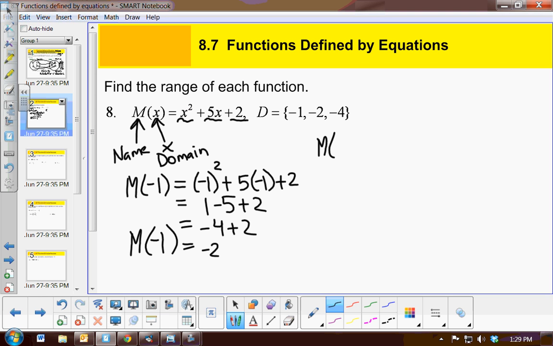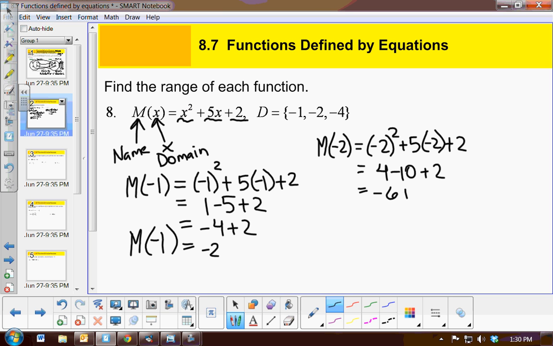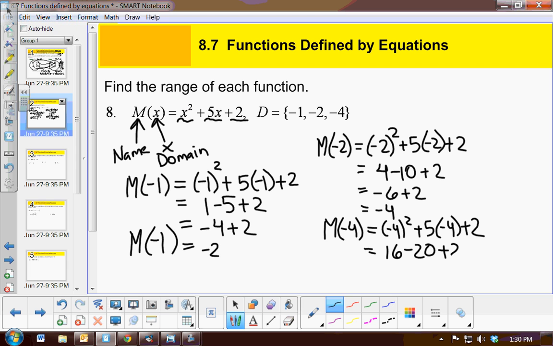Now let's do what if the given domain is negative 2. Again, I'm going to take the x value and substitute it into the function. So it's negative 2 squared plus 5 times negative 2 plus 2. The result would be 4 minus 10 plus 2. So I end up with negative 6 plus 2, which is negative 4. And then let's try our last value, which is negative 4. So I'll have negative 4 squared plus 5 times negative 4 plus 2. So we have 16 minus 20 plus 2. So it's negative 4 plus 2.